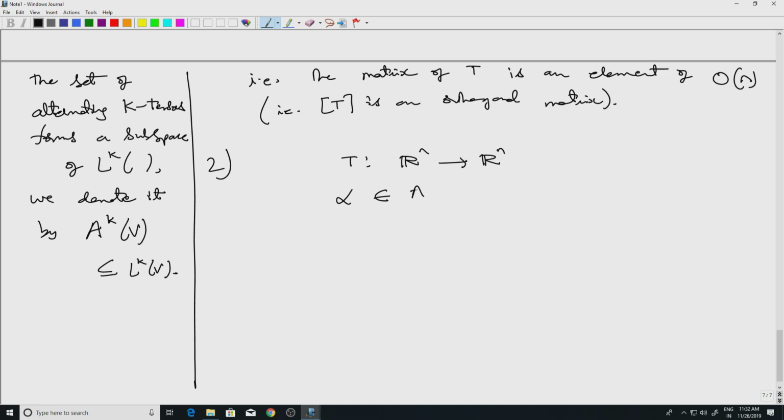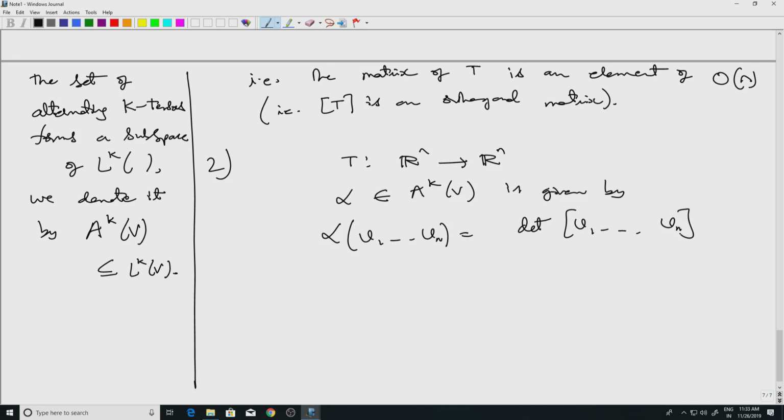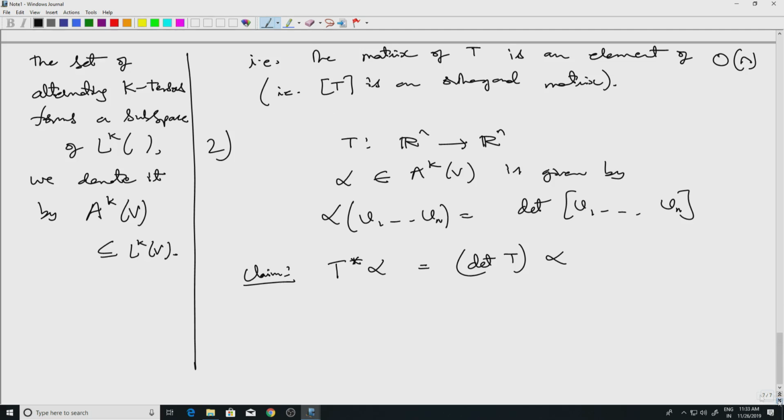So alpha in AK(V) is given by alpha of V1 up to Vn is the determinant of V1 up to Vn, where as usual these Vi's are regarded as column vectors. Now we want to look at T star alpha. The claim is that T star alpha is actually just the determinant of T times alpha. And this example is going to play a crucial role later on when we talk about integration on manifolds. In fact, this specific formula is one of the main reasons why one even talks about alternating forms and so on.